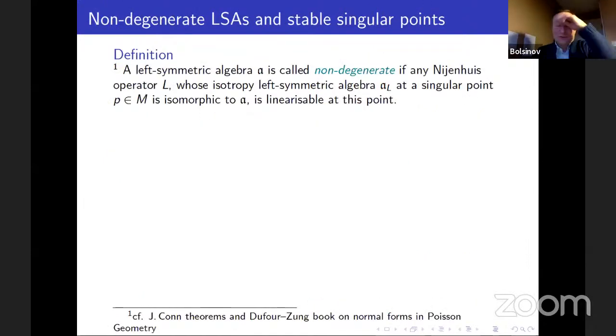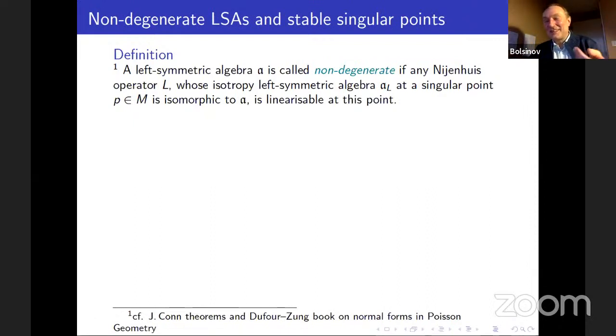So let me remind you of one definition here. I say remind because this definition is just copied from Poisson geometry. A left symmetric algebra is called non-degenerate if every Nijenhuis operator L whose isotropy left symmetric algebra is this one can be linearized. Or in other words, you take this algebra, this Nijenhuis operator, and you perturb it by adding higher order terms, but all of them can always be killed. That's what is called non-degenerate. And I refer to the famous theorems by Conn and the book by Jean-Paul Dufour and Nguyen Tien Zung devoted to this business.